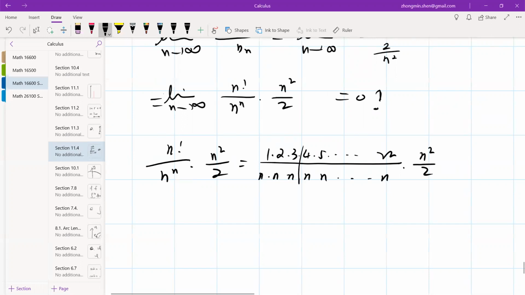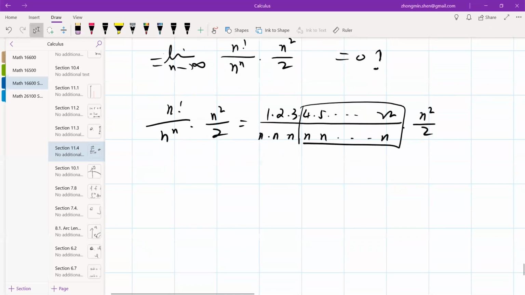So in order to make sure this is going to be 0, I need an n cubed in the denominator, right? The same idea. So this is when n is greater than or equal to 4, and this is going to be less than or equal to 6 over n cubed. And after you simplify, 3 over n. And that's why it goes to 0, okay? But let's stop here today.